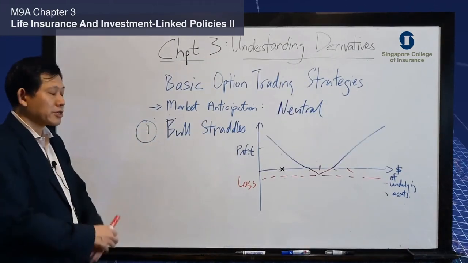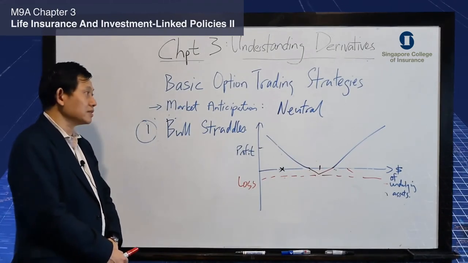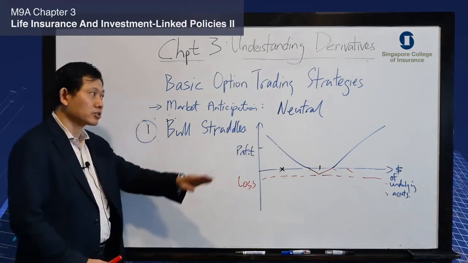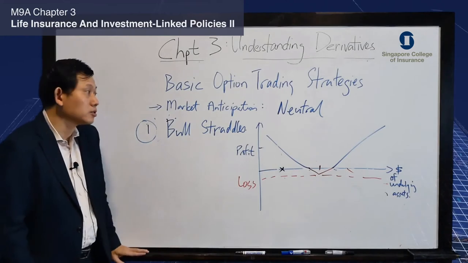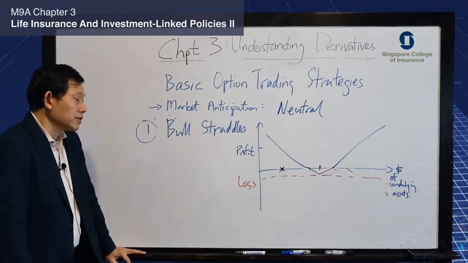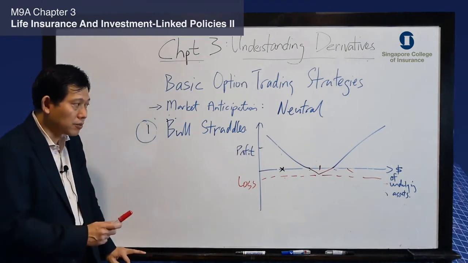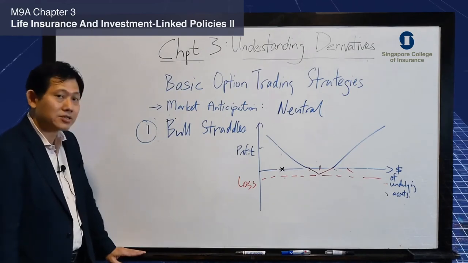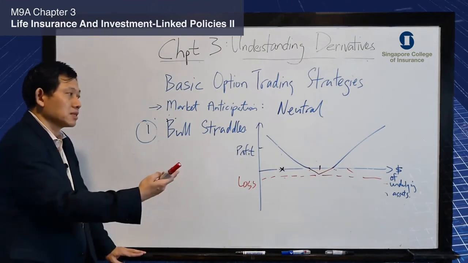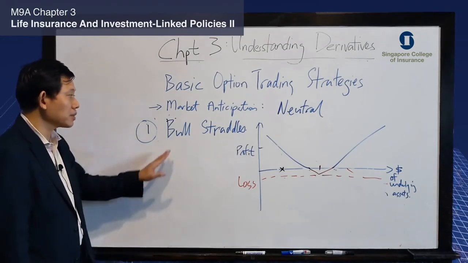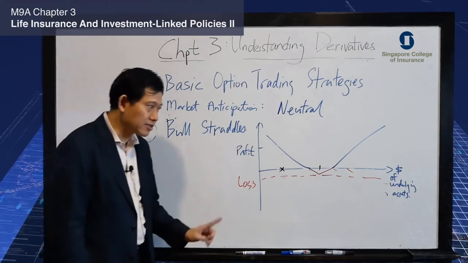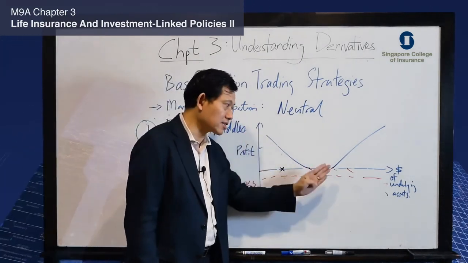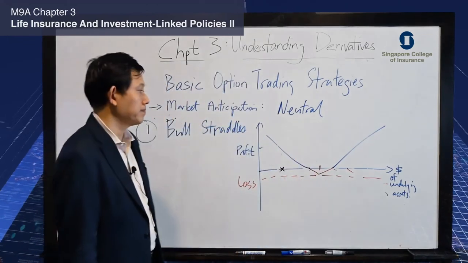Okay, market anticipation neutral. What does it mean? Meaning, as an investor, I want to profit whether the market goes up or the market declines, say 2-3 months down the road. Therefore, if I combine a call option and a put option of the same underlying asset at the same time, I can actually profit from either outcome of the capital market. This is what we call a straddle strategy. I buy simultaneously a call option and a put option of the same underlying asset, with the exercise date also the same.